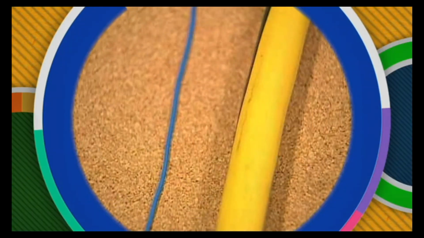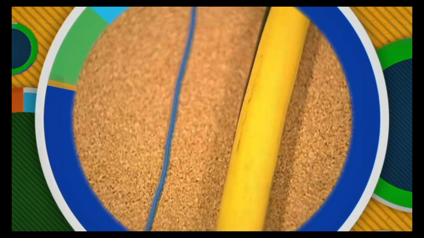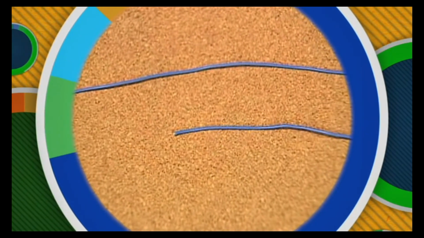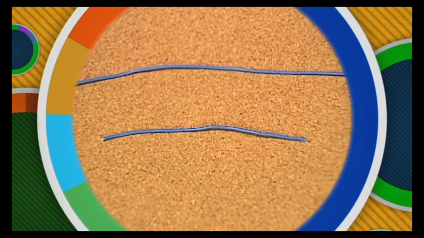Even the length and thickness of a conductor affect resistance too. For example, thin wire puts up more resistance than a thicker wire, and a longer wire puts up more resistance than a shorter wire, even though they're made of the same material.